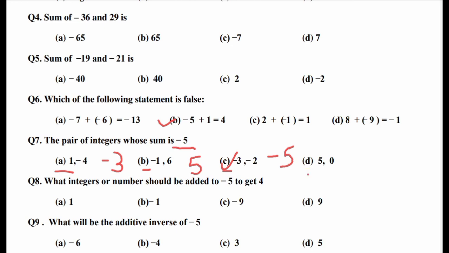We check D option also. 5 plus 0 is equal to 5. So it is not minus 5. So the correct answer is C.